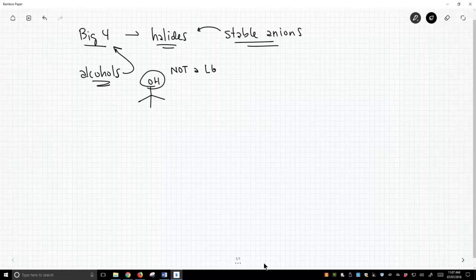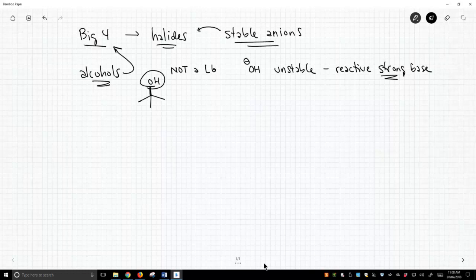How do we know it's not a leaving group? Well, if OH leaves, it's going to take this pair of electrons, and it's going to form OH minus. OH minus is unstable. Well, we see it a lot of places. Why do you say it's so unstable? Well, it's unstable because it's highly reactive. I mean, it's a strong base. So when things are reactive, they're unstable. Unlike bromide, no one would ever say that bromide's a strong base. It's a very stable anion.